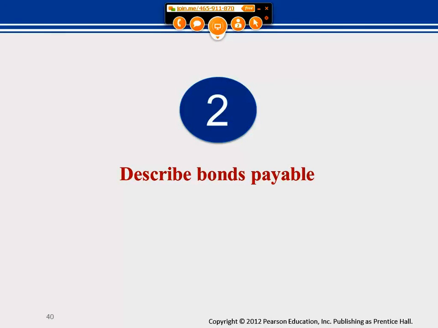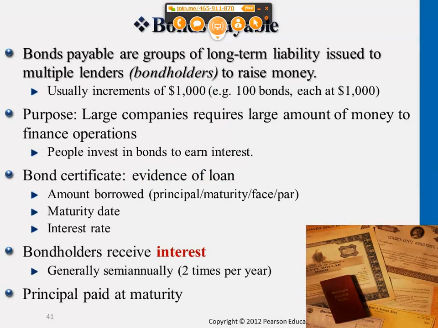It's backed up by assets. If the borrower doesn't pay back the money, then the creditor has the right to legally have the title of the assets. Bonds payable is another type of long-term liability. It's sort of like groups of long-term notes, except that it's more structured in a way.